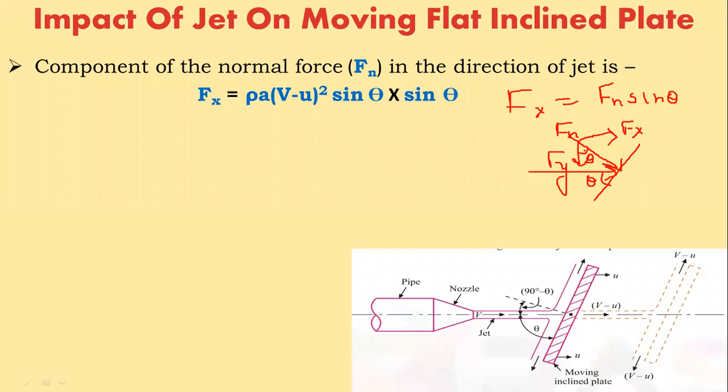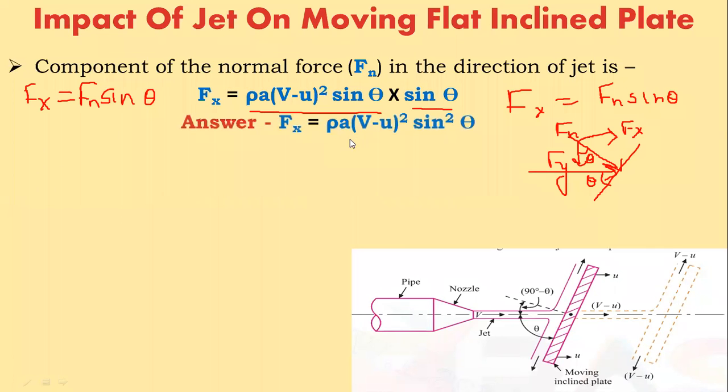And the component nearby to the angle given is always the cos component. So Fy will be the cos component and Fx will be the sine component. So our Fx will be equal to Fn sine theta. Fn is nothing but rho a v minus u square sine theta, into sine theta. So Fx is rho a v minus u square into sine square theta.